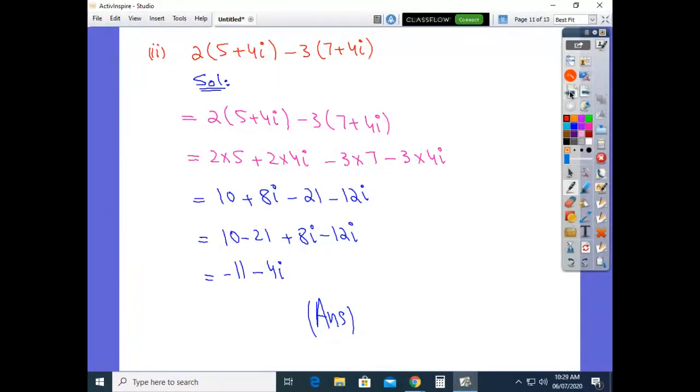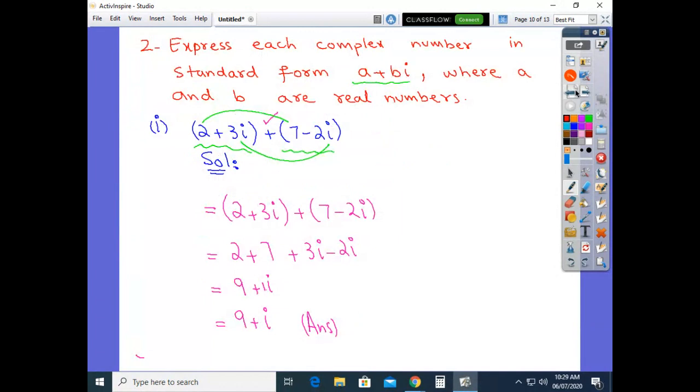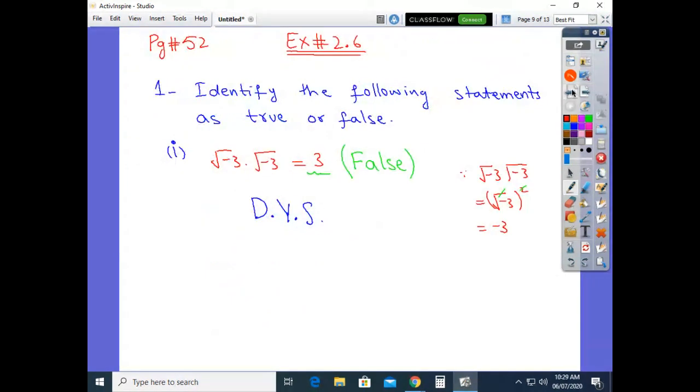The first part, this one, here we only add these two numbers. And how do we add complex numbers with each other? Question number one, last part. This part, question number one, part 6.